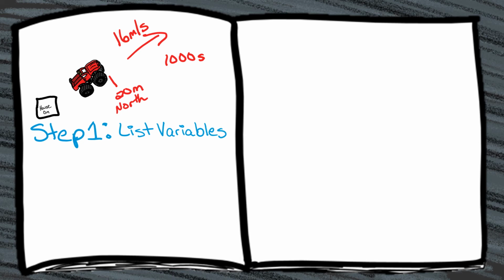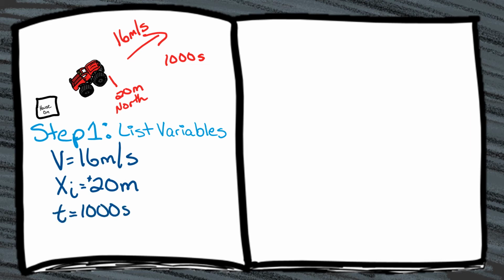Good job, Alex. Let's list out the known and unknown variables in which we know that the car's velocity is 16 meters per second and the initial position is 20 meters north. In other words, positive 20 meters. And the time is 1,000 seconds. Now the problem asks us to determine the final position from your house. Now what do we do next, Alex?